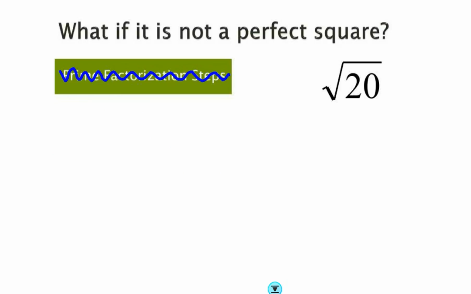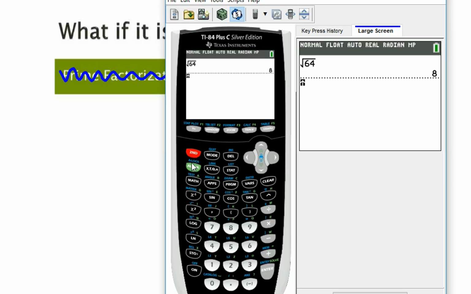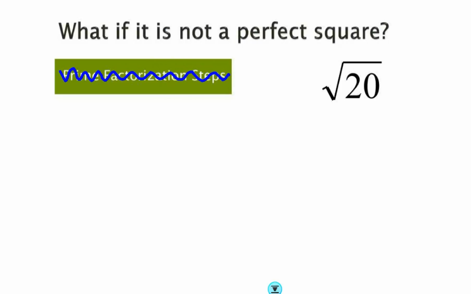For example, the square root of 20. So I'll pull up my calculator. What is the square root of 20? And you see it's this long, infinite decimal. It goes on and on forever and ever. So it's not a perfect little whole number. It's not a perfect square.